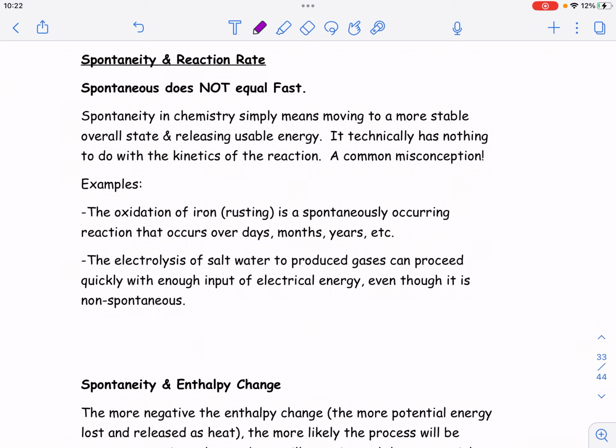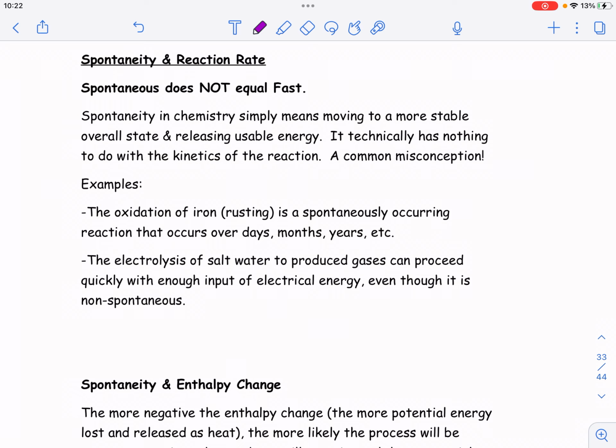So things like rusting, for example, rusting is a spontaneous chemical reaction, but it takes hours and days and years for pieces of iron to rust. So it doesn't mean just because rusting is a spontaneous reaction that it's going to happen really quickly. It just means that it's overall energetically favorable and it will likely proceed over time given the right conditions. So this term spontaneity can be, again, potentially a bit misleading, which is why I'm going over these common misconceptions about it.